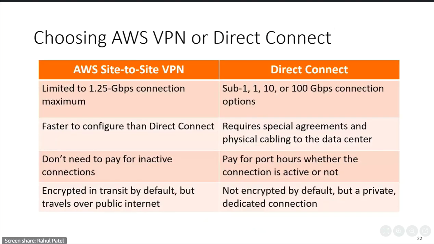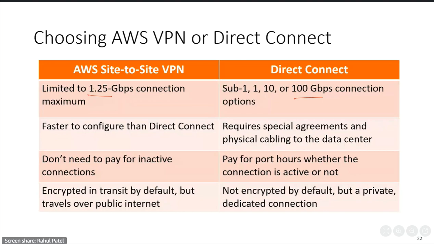Now, which option you should choose depends on your use case. If your connection speed requirement is limited up to 1.25 Gbps, site-to-site VPN can be used. It has a maximum of 1.25 Gbps. But if you need more than that, you can go for Direct Connect, which provides 1, 10, or 100 Gbps connection options. Site-to-site VPN is also faster to configure than Direct Connect.